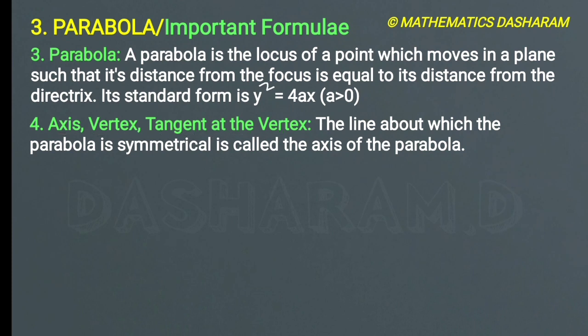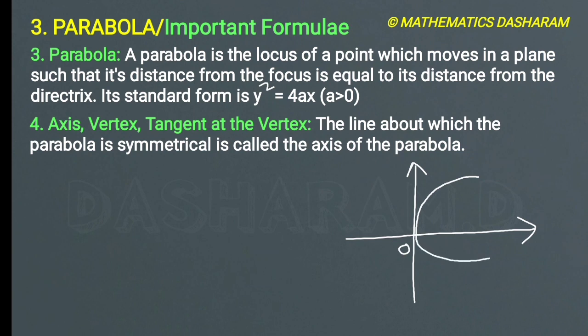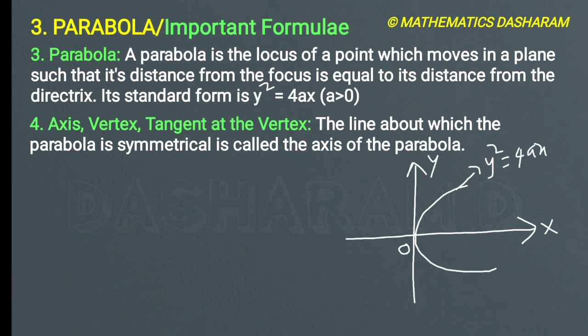First, the axis. The line about which the parabola is symmetrical is called the axis of the parabola. For example, here is the x-axis and this is the y-axis, and here is the intersection point, that is the origin. This is the parabola y square equals 4ax. Now this x-axis is the axis, because the parabola is symmetrical about this x-axis.